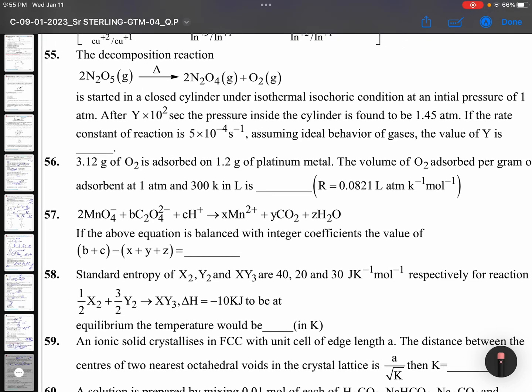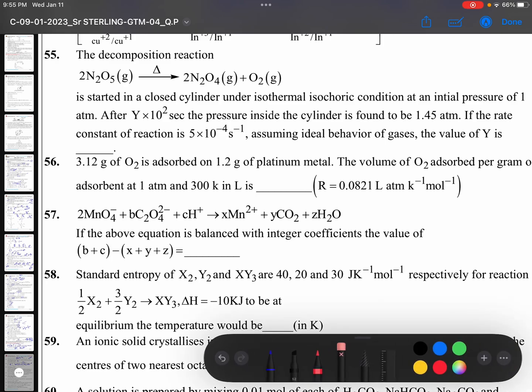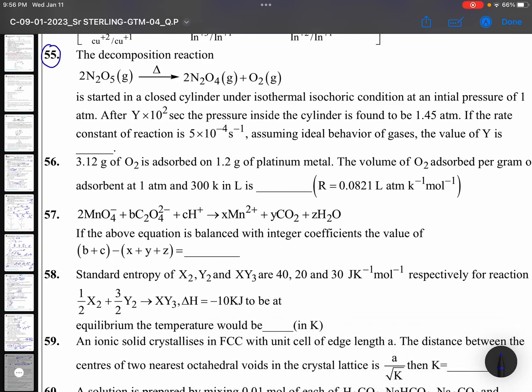Coming to this one, the standard decomposition reaction is given. Isothermal isochoric condition at initial pressure of 1 atm. After 5y into 10 to the power of 2 seconds, the pressure inside the cylinder is found to be 1.45 atm. If the rate constant of the reaction is 5 into 10 to the power of minus 4 per second, assuming ideal behavior of the gases, the value of y is... simply you forget about this question. No need to solve this kind of questions.